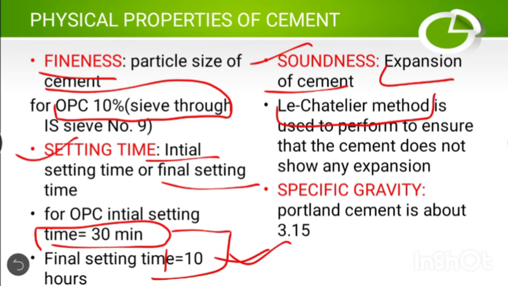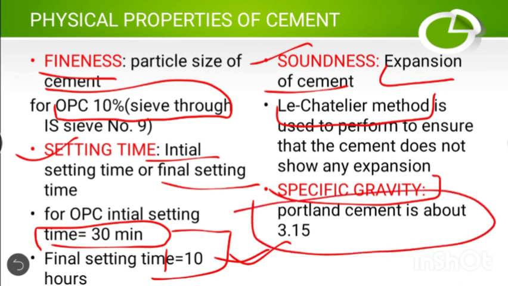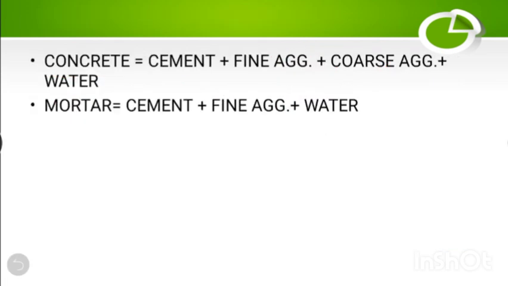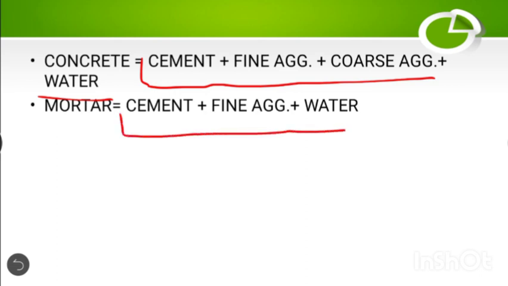And the next property is specific gravity. You should know what is the specific gravity of cement. It is generally 3.15. Now moving further, friends, almost all the students are confused between what is concrete and what is mortar. I have a simple definition here: in concrete there is a sum of cement, fine aggregate, coarse aggregate and water. And mortar is cement plus fine aggregate plus water. There is no coarse aggregate.